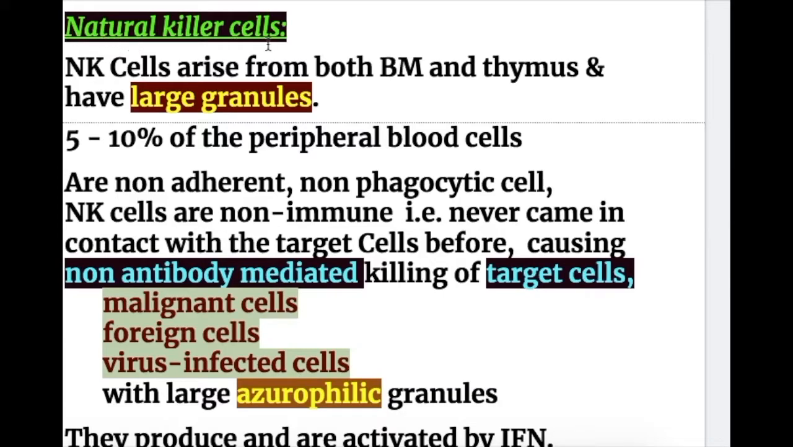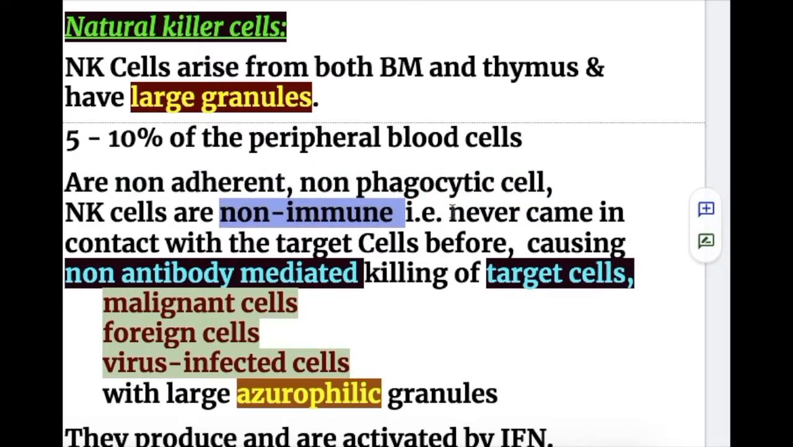Now, natural killer cell or NK cell. NK cells arise from both bone marrow and thymus and have large granules. So they are the T cells with large granules and constitute 5 to 10% of the peripheral blood cells. The NK cells are non-adherent, non-phagocytic cells and are non-immune cells.